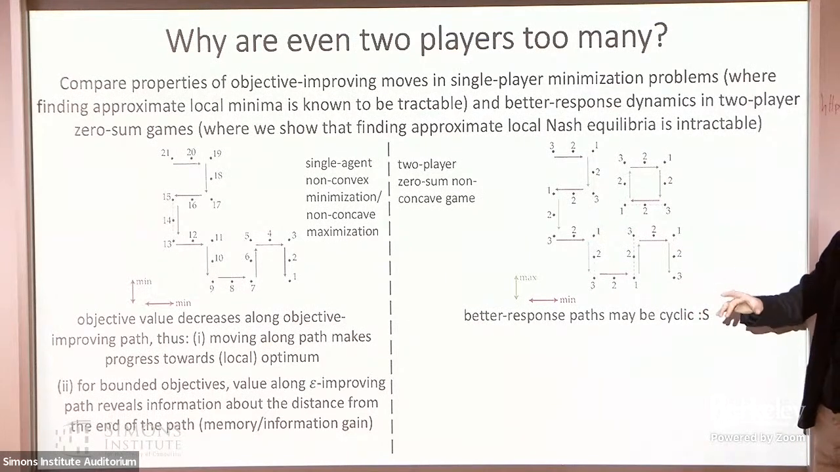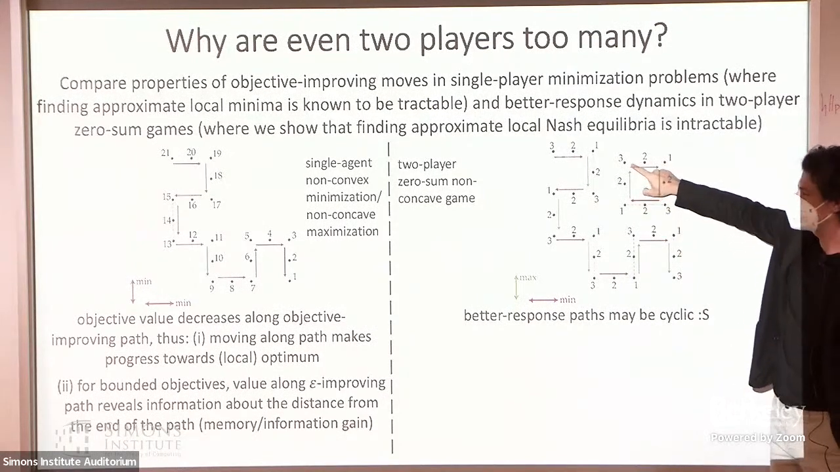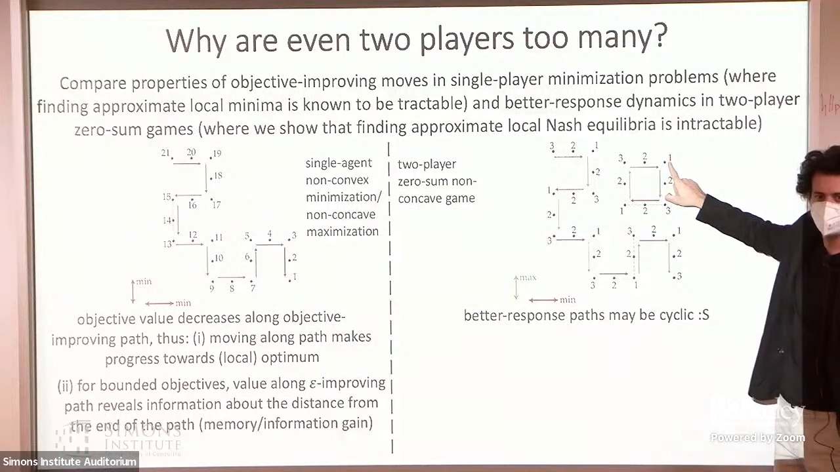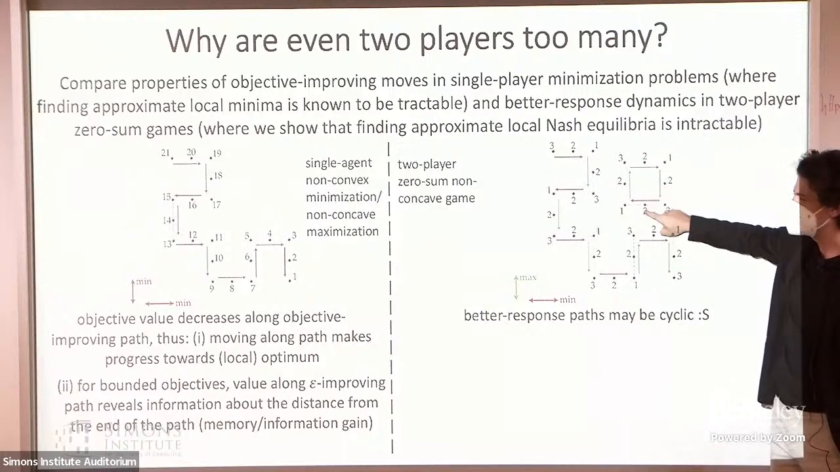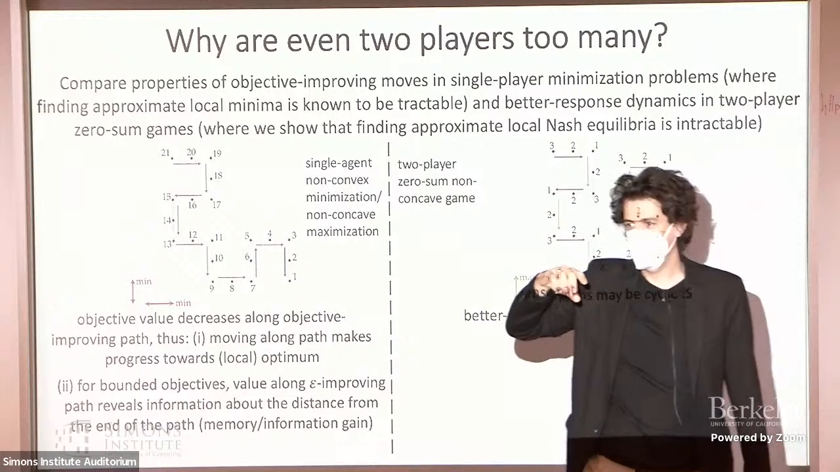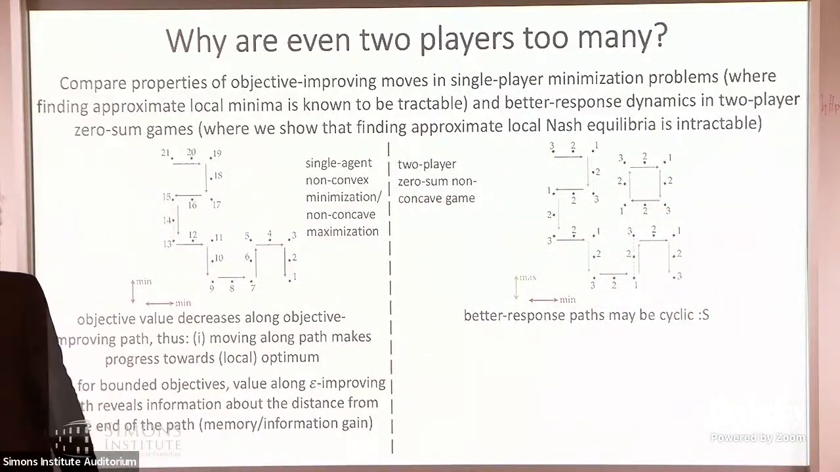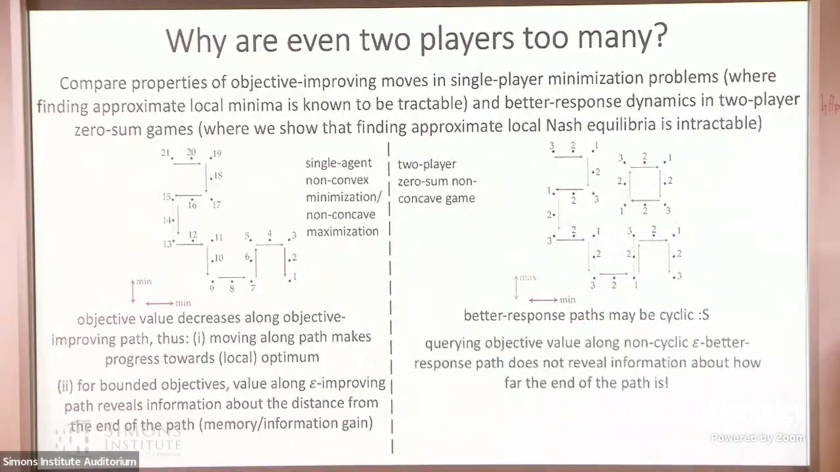First of all, better response paths may be cyclic, so they're not paths. So this is a possible better response path, right? The objective starts at 3, the minimizing player moves to the right to decrease it, then the maximizing player takes over, increases back to 3, down to 1, up to 3, and we got into a cycle. So better response dynamics may be cyclic. They're not necessarily paths.